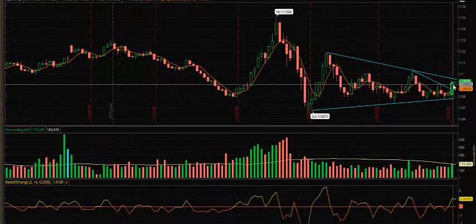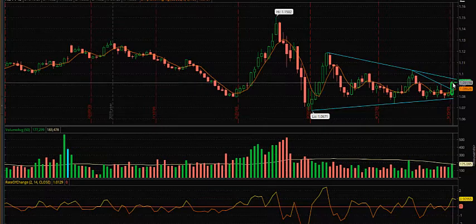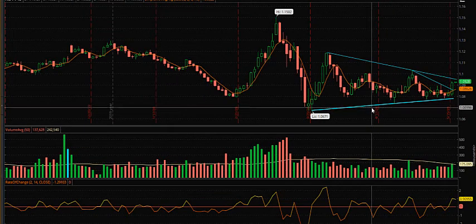So again, I would expect more to the upside, but I'm not too sure that I'm going to get in immediately when price takes out the high. It really depends on what I see on the smaller time frames, like the 30-minute and the 1-hour chart.